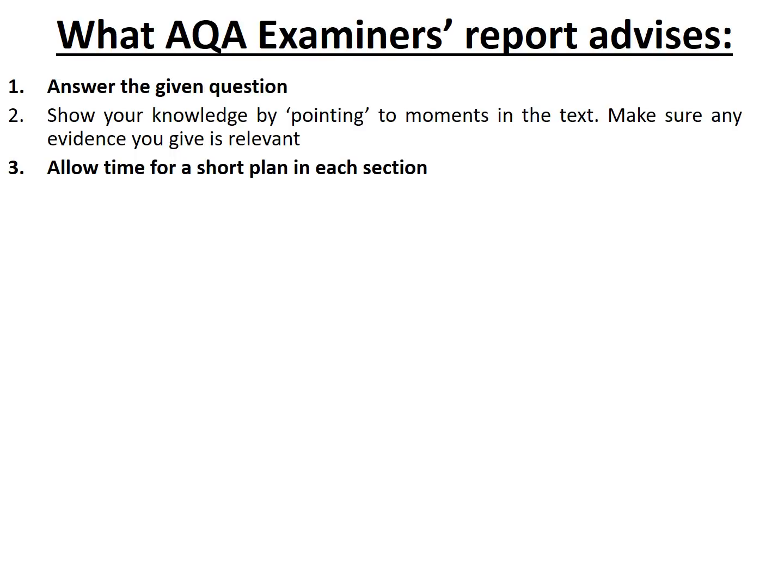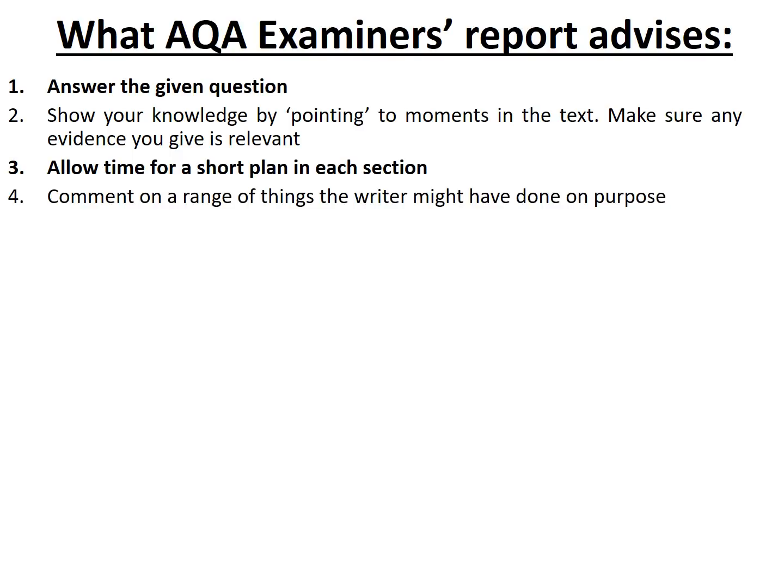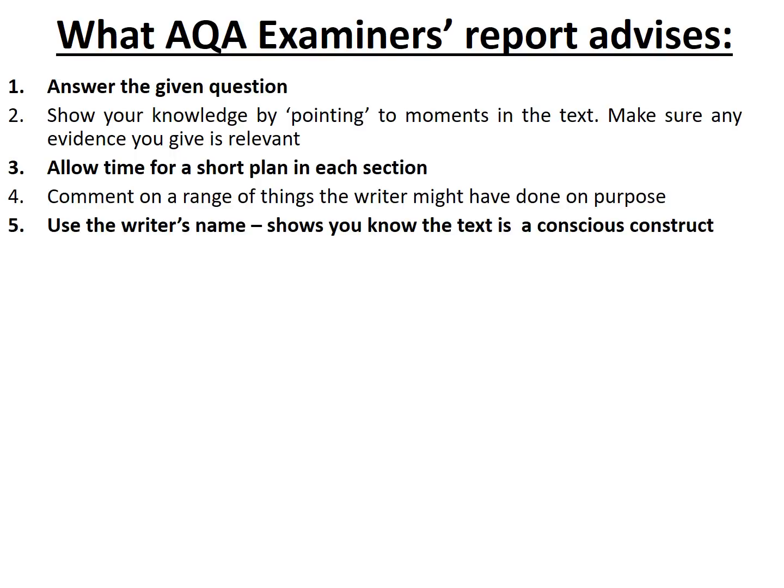To reach the dizzy heights of top band, you need to comment on a range of things that the writer has crafted and done on purpose. It's as simple as referencing dramatic irony or pathetic fallacy, but explaining why the writer has done this is crucial. Practically, a great way to ensure that you comment on writer's purpose is to ensure that you use the writer's name. It shows that you know the text is a conscious construct.